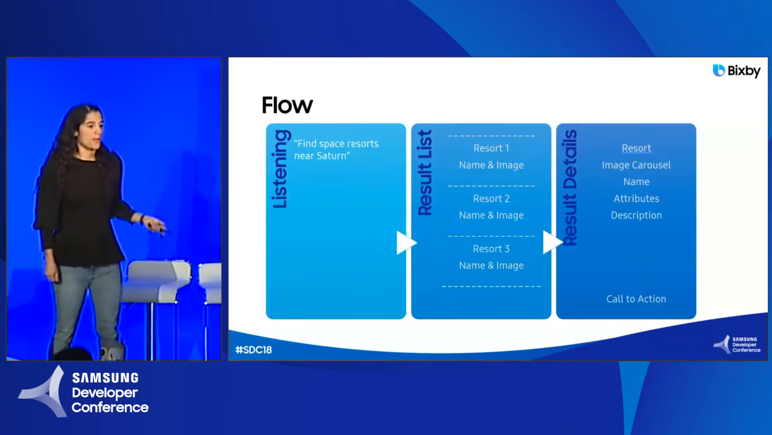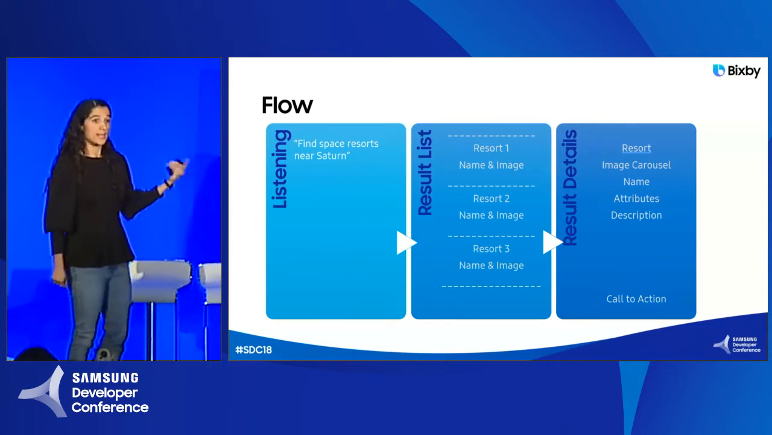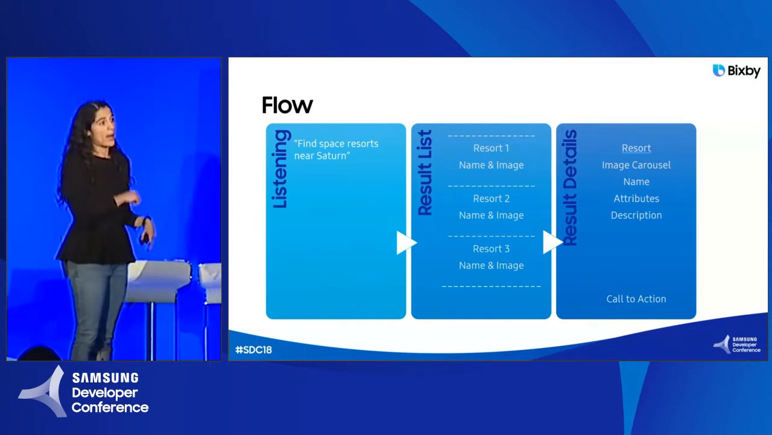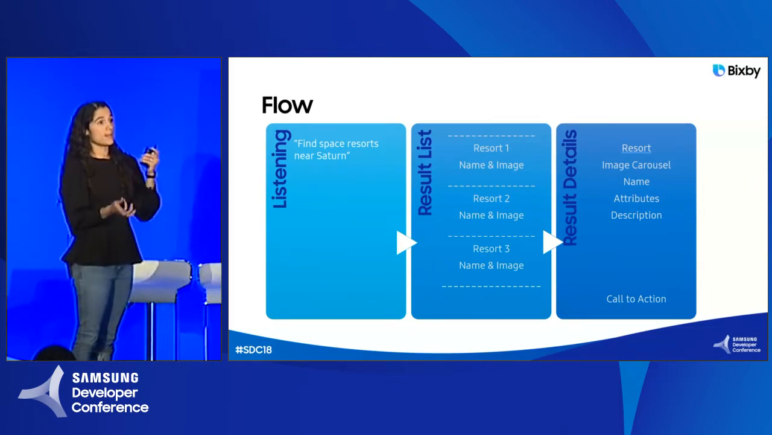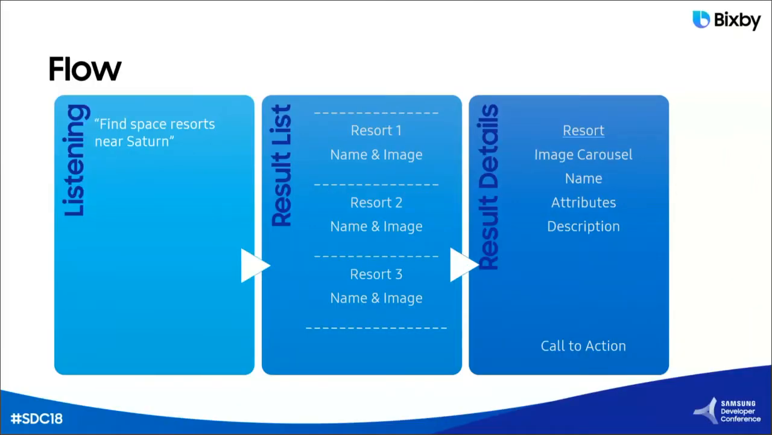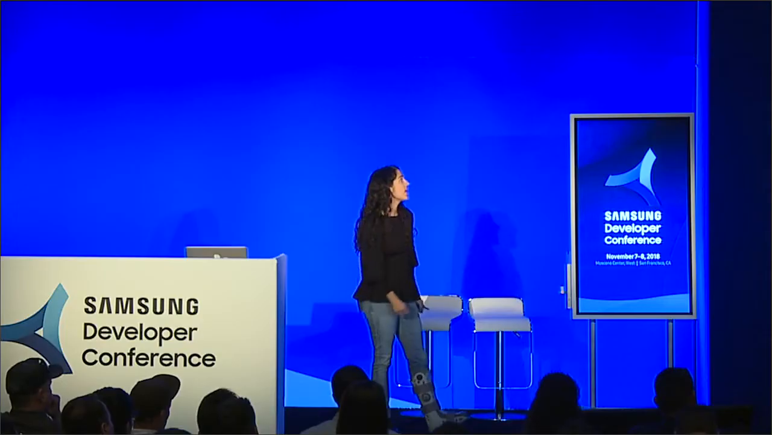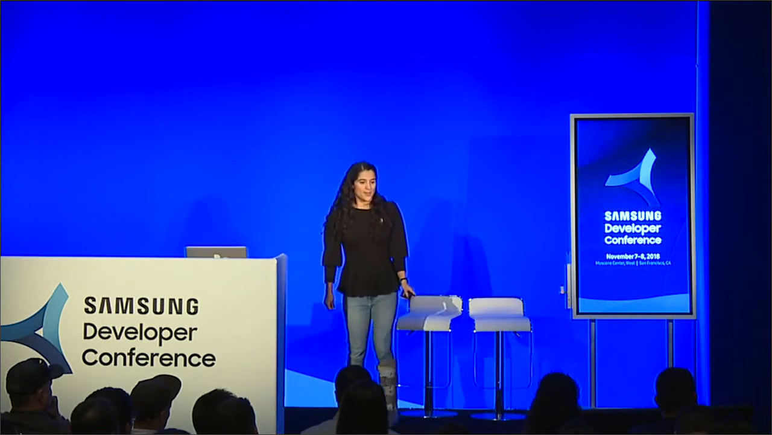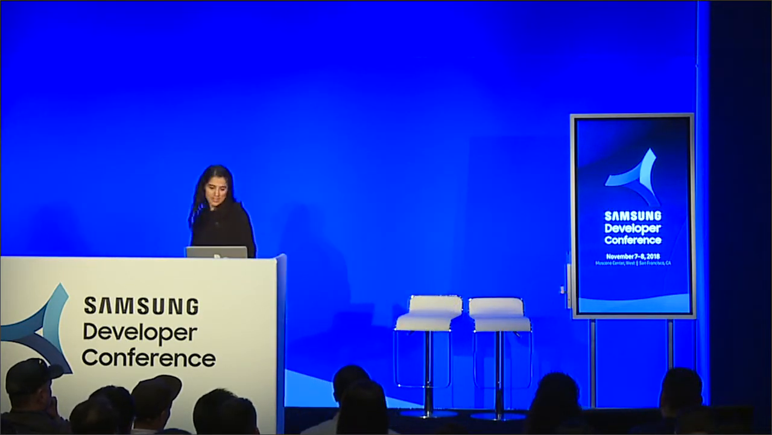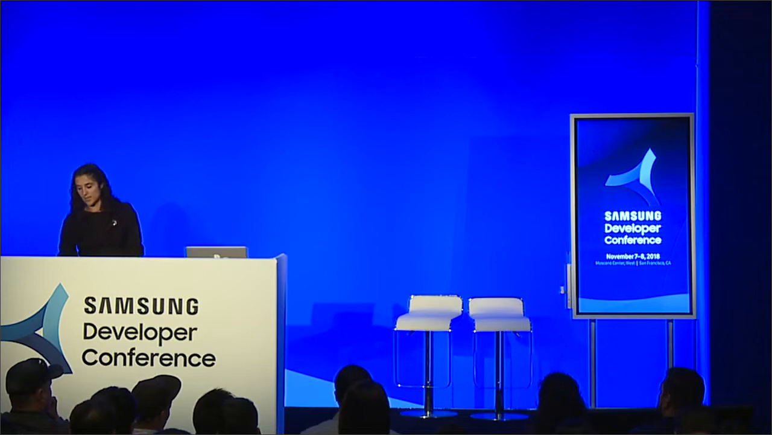So this is the flow that we will be building. Once Bixby hears this sentence, it will go out, find the corresponding results, and then we will display them in a list with just an image and a summary for each hotel. And finally, when the user expresses their interest in one of these hotels, we will show the full details for that hotel in a details view. So without further ado, let me switch over to the IDE.